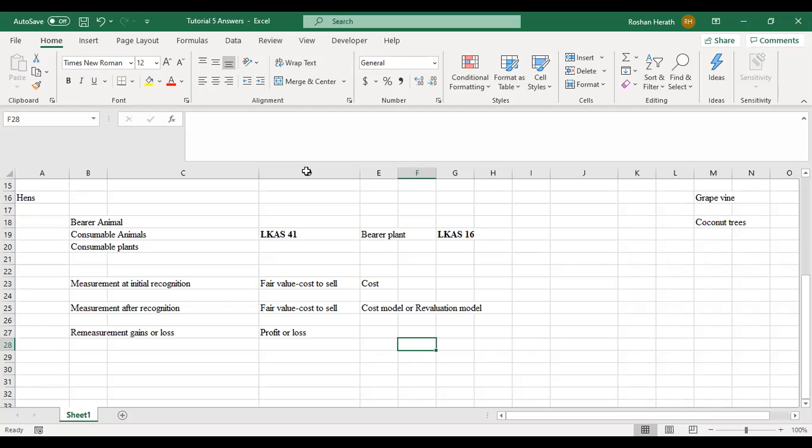Yeah, then you ask what is the reason for this difference, in the sense why bearer plant is being treated under LKS 16 and why the rest of the biological assets are being treated under LKS 41. So in fact, there's a logic, Puta. Yes, it's a good question. There's a logic on why they would do that.